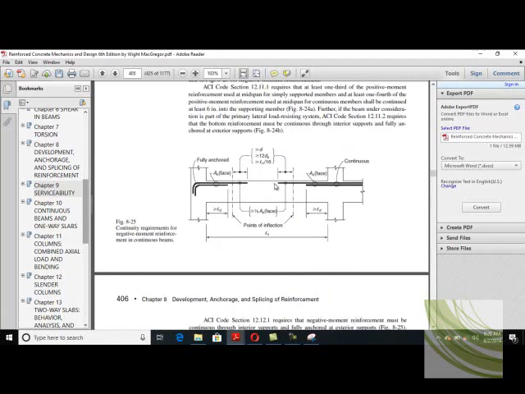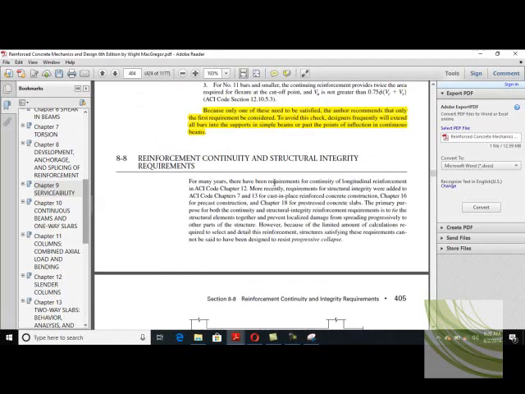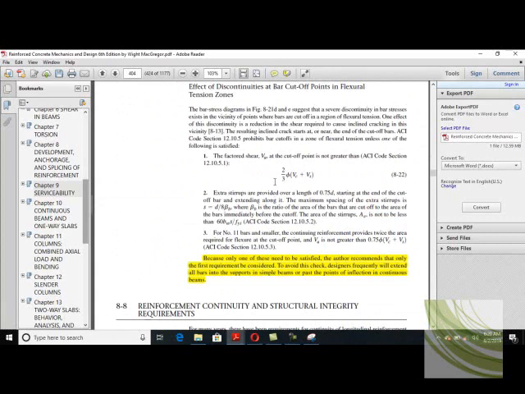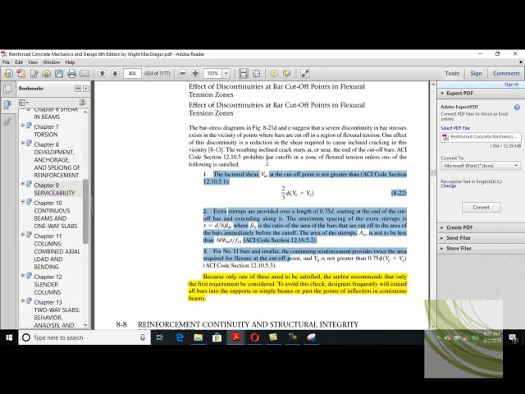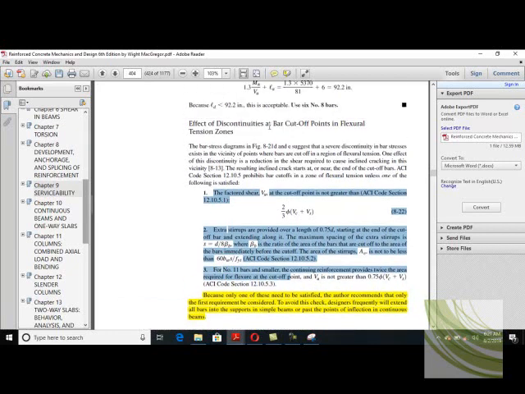So this is also explained by McGregor. Now these rules will also be present there. One important thing he mentioned there is that only one of these needs to be satisfied, and the other recommends the same thing. I will explain that you do not need to satisfy all three criteria; you need just one criterion to be satisfied. Effect of discontinuity at bars.